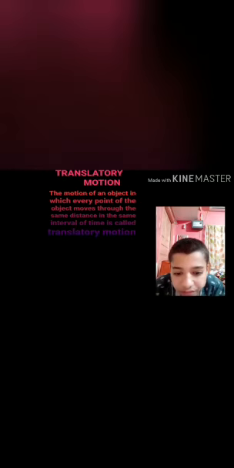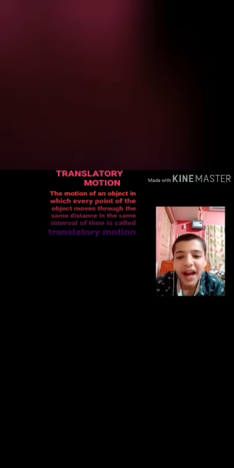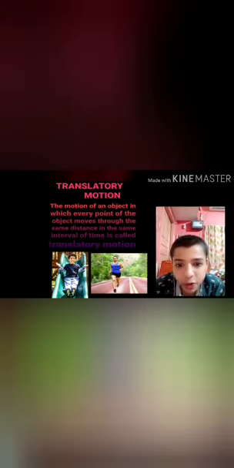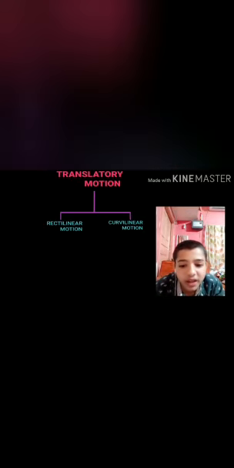The motion of an object in which every point of the object moves through the same distance in the same interval of time is called translatory motion. Suppose a car moves with the same speed. If it covers 2 meters in 1 second, automatically it will cover 4 meters in 2 seconds. This is known as translatory motion: same distance in the same interval of time. This sliding of a boy is an example of that.